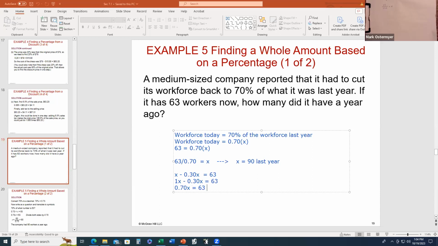And ladies and gentlemen, aren't we back with the same equation that we just solved above? X is equal to 63 divided by 0.70, which is 90. So that's a slightly maybe different way of looking at it. Both ways work. All right, any other questions about this problem?